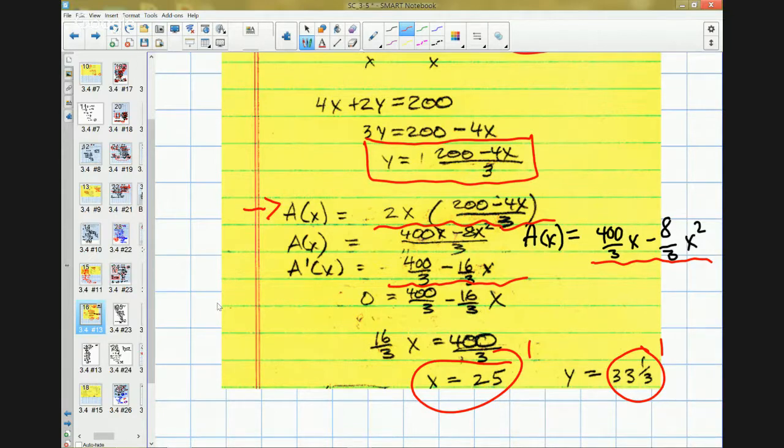I think I got another problem here. Number 15. Thank you. We will work on that one next. Number 15. Okay, so let's go there right now.